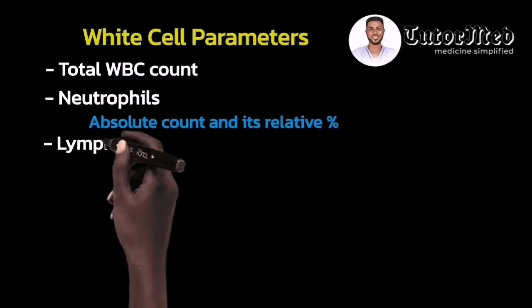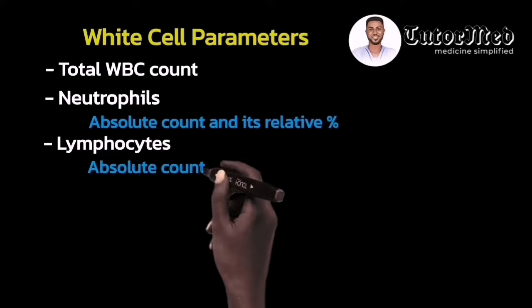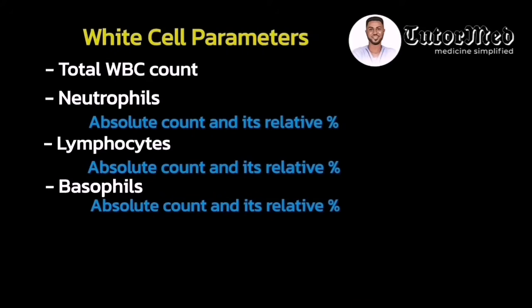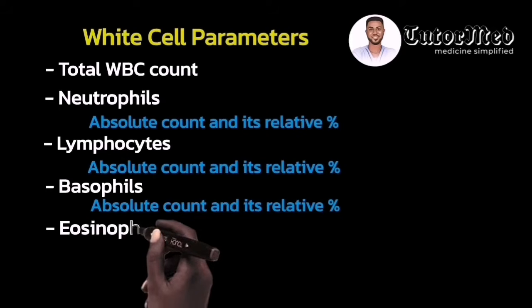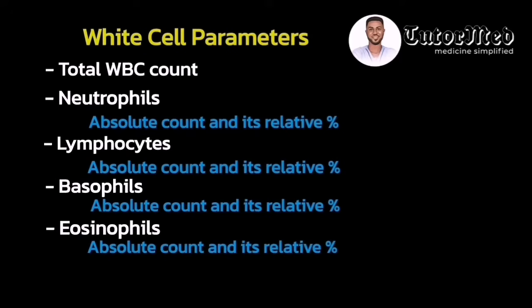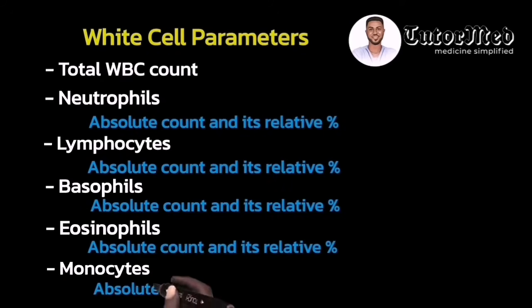Next is the lymphocytes. It shows its absolute count and its relative percentage. Then we have the basophils, its absolute count and its relative percentage. Followed by the eosinophils, again its absolute count and its relative percentage. Then lastly, the monocytes, its absolute count and its relative percentage.